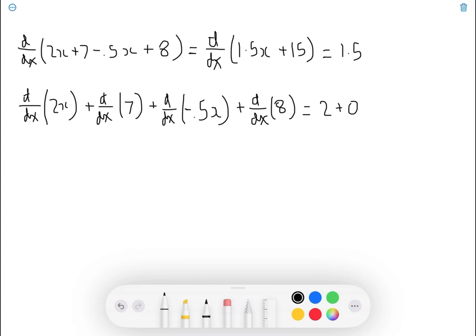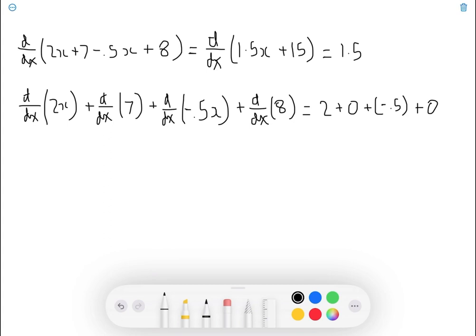Next we have the derivative of negative 0.5x, and the term in front of the x there is negative 0.5, so that's our slope. I'll write that as plus negative 0.5. And finally we have the derivative of 8, which is another constant, so that derivative would also evaluate to 0.